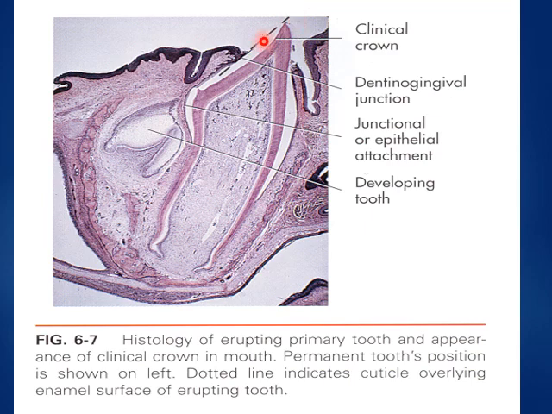This is the penetration of the crown of the tooth inside the oral cavity, and this is the formation of the junctional epithelium here, and this dotted line represents the enamel surface, and this is the oral epithelium, this is the free gingiva and this is the attached gingiva, and this is the permanent successor of this tooth. This is the primary tooth, and this is the permanent or developing tooth, meaning the permanent successor which is located lingual to this deciduous tooth. And this is the dentino-gingival junction or junctional epithelium.